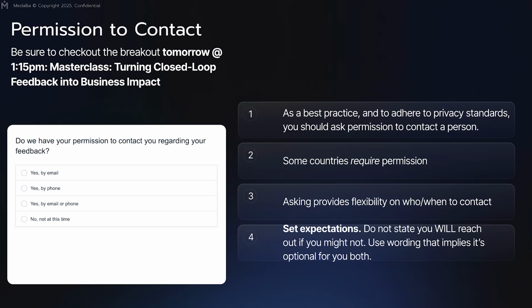All right, you're all CX and EX experts. You know that it's important to follow up with customers, follow up with employees, close the loop. That's how we learn, that's how we improve, that's how we build trust with our customers. The reality is we do recommend asking for permission to contact. The reason is that we want respondents to know that we respect their privacy. If we're collecting phone numbers or email addresses, be transparent. Tell them what we're going to do with that information. Ultimately, we want to set the expectation that we're not necessarily going to contact you. We are just asking, do we have that permission?